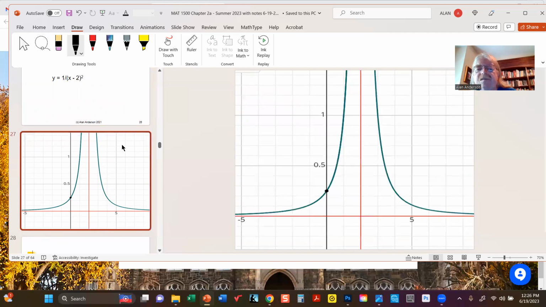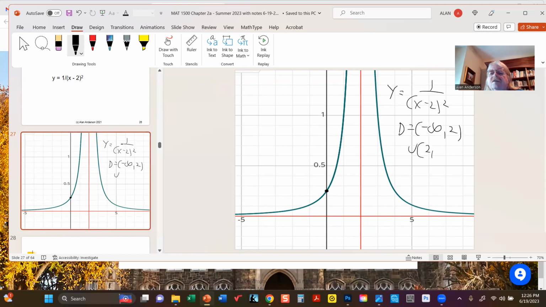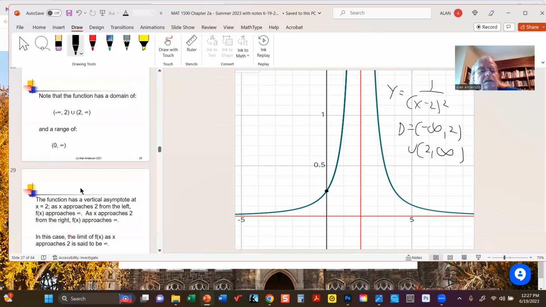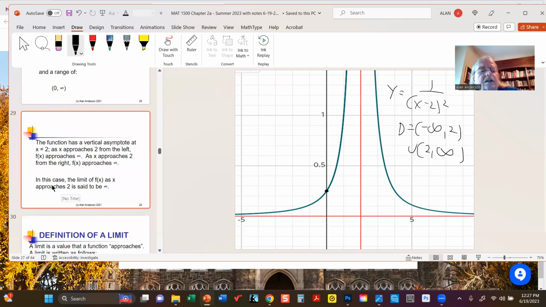So here's another one. This is the function y equals 1 over (x minus 2) squared. Clearly, the function itself is undefined when x equals 2. The domain is everything up to but not including 2, and then everything above 2 to infinity. So what if we wanted to take the limit as x approaches 2?